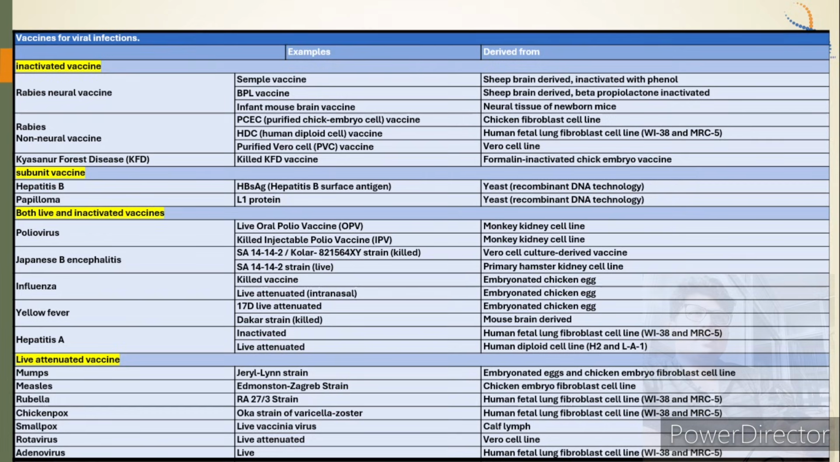Now here I have given the vaccine chart, the most popular vaccines given nowadays, from where they are isolated and derived, and for which disease they are used. You may not be able to remember all of them, but you can have some idea of which viruses come from inactivated, subunit, live inactivated and live attenuated vaccines. So you can pause the slide and read it properly.